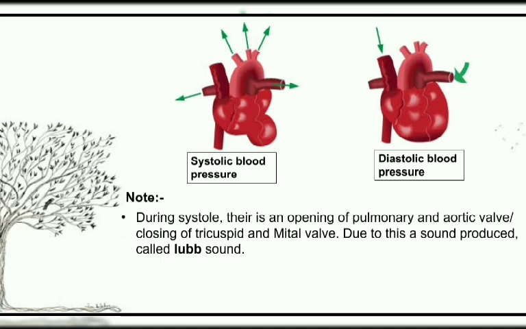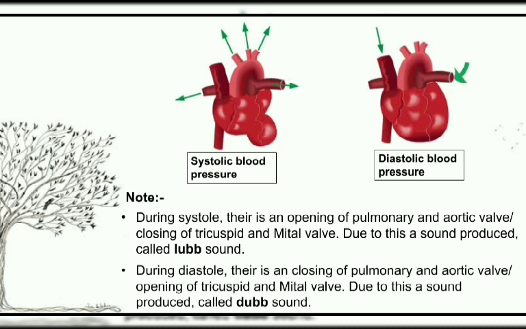One more thing that I already told you: during systole there is an opening of the pulmonary and aortic valves, the valves which are present at the tip of the pulmonary artery and aorta, and closing of the tricuspid and mitral valve, that is the bicuspid valve. The sound created is called the lub sound. Just vice versa, it means opposite: during diastole there is a closing of the pulmonary and aortic valves and opening of the tricuspid and mitral valves. Due to this, the sound produced is called what? Dub sound. This one is most important, you can learn from that.